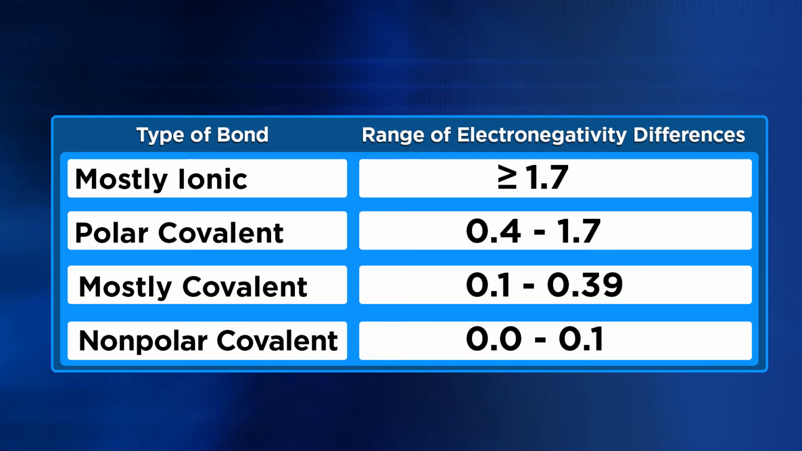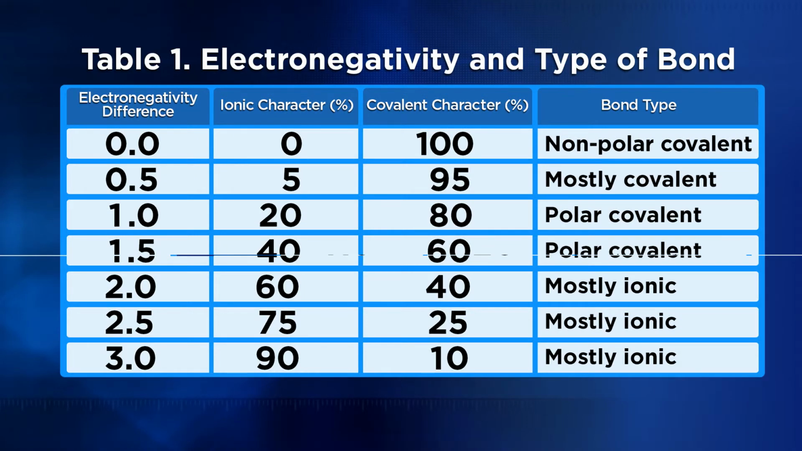As you can see from this chart, though, most bonds can be described as having some percent ionic or covalent character. So while we can give specific names to the types of bonds that hold atoms together, it's more accurate to think about bonding as occurring along a spectrum.